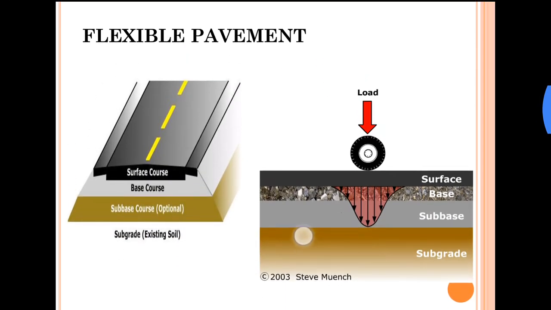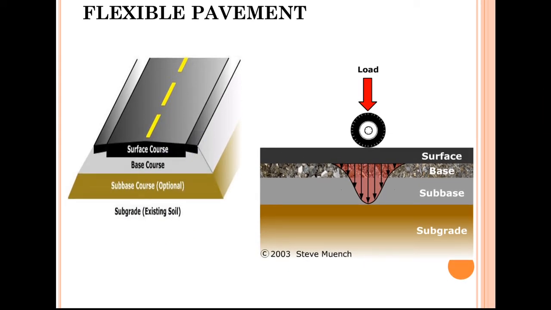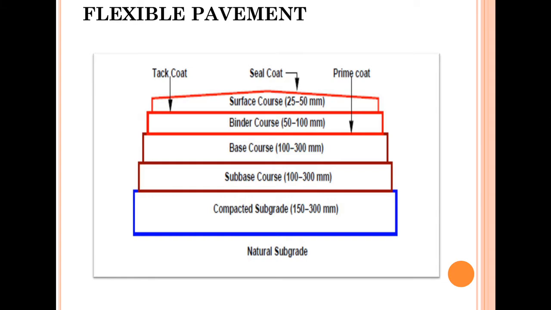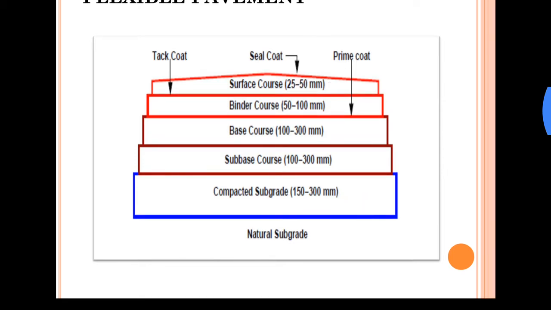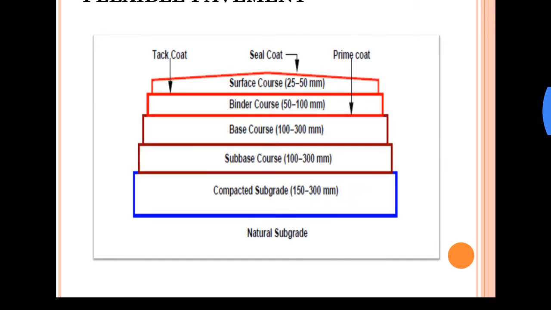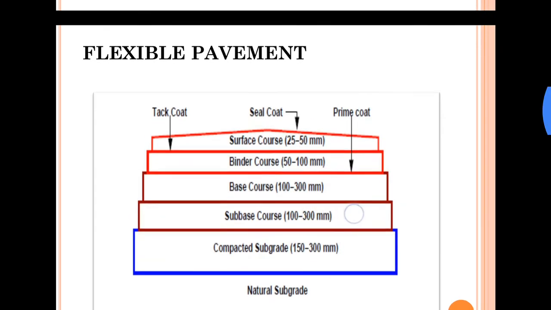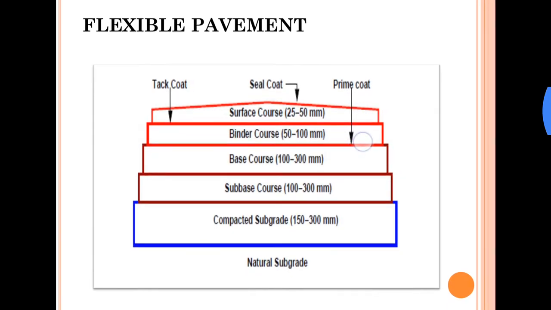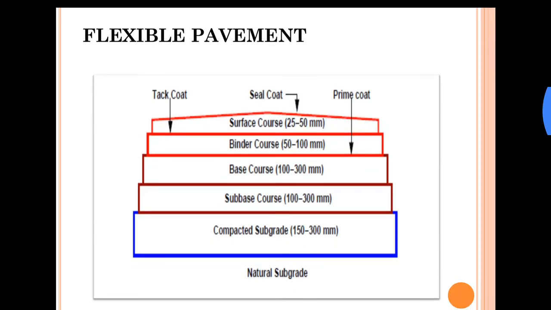Here is a flexible pavement having a subgrade, subbase, base and a surface course. This is the same with a cross section. Now the flexible pavement will have these layers. First one is a compacted subgrade which might range from 150 to 300 mm. This is the thickness of this layer, and subbase course from 100 to 300 mm, base course from 100 to 300 mm, binder course wherein we introduce the bitumen or tar plus the aggregates. This could range from 50 to 100 mm, and then the surface course from 25 to 50 mm.